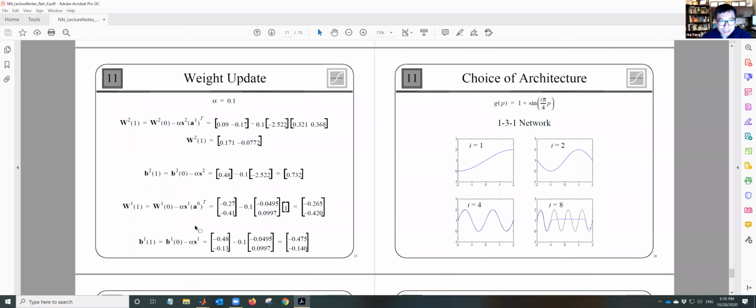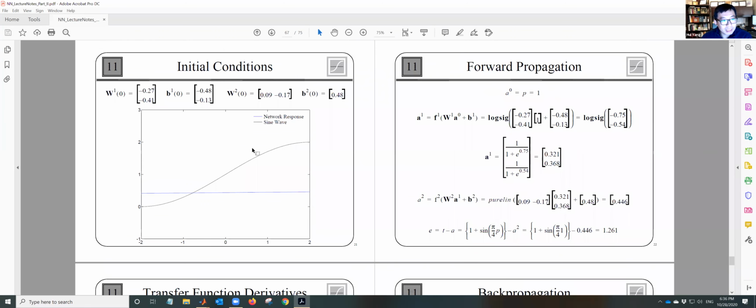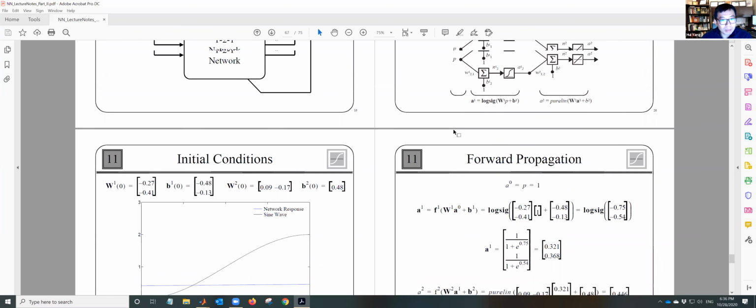Now we continue to do it, and this is our training. This is i equals 1. This is our training, and this is the original function, okay? So with the original function, what do we have here? This is only 1, right?